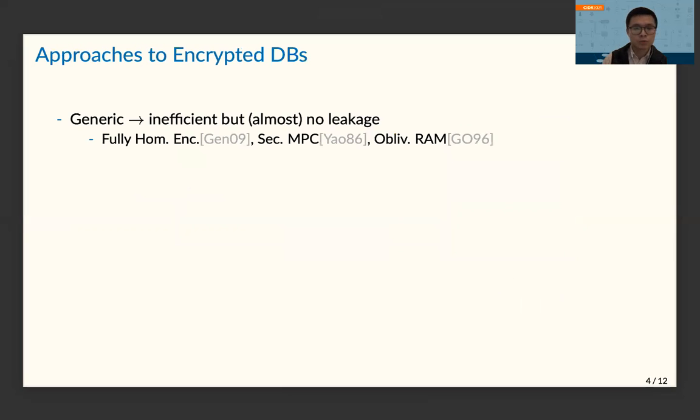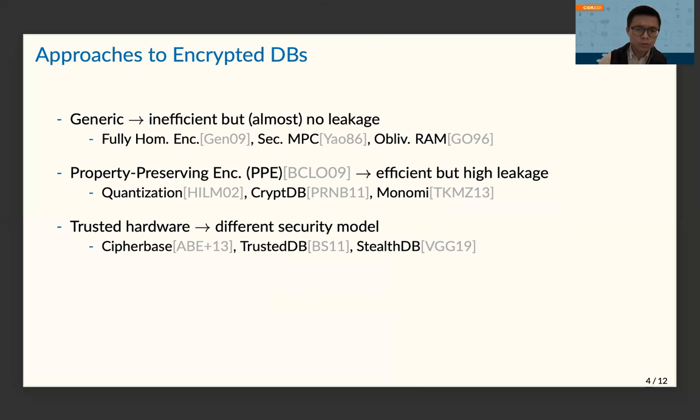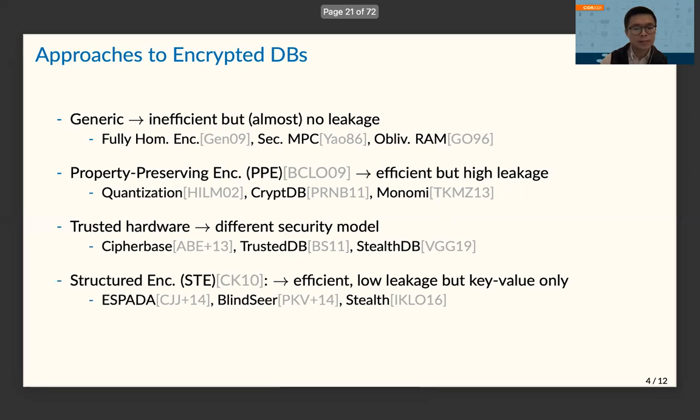Now let's compare different approaches to encrypted databases. One is to use generic building blocks such as fully homomorphic encryption, secure multi-party computation, and oblivious RAMs. These building blocks tend to lead to solutions that are inefficient, but can offer very good security. On the other hand, property-preserving encryption, such as used in systems like CryptDB and Wanami, tends to offer very high efficiency, but also very high leakage at the same time. A different approach is to use trusted hardware, but systems using this approach tend to assume a different security model. Lastly, structured encryption based solutions tend to be very efficient and have very low leakage. But at the same time, they only work within key-value models.